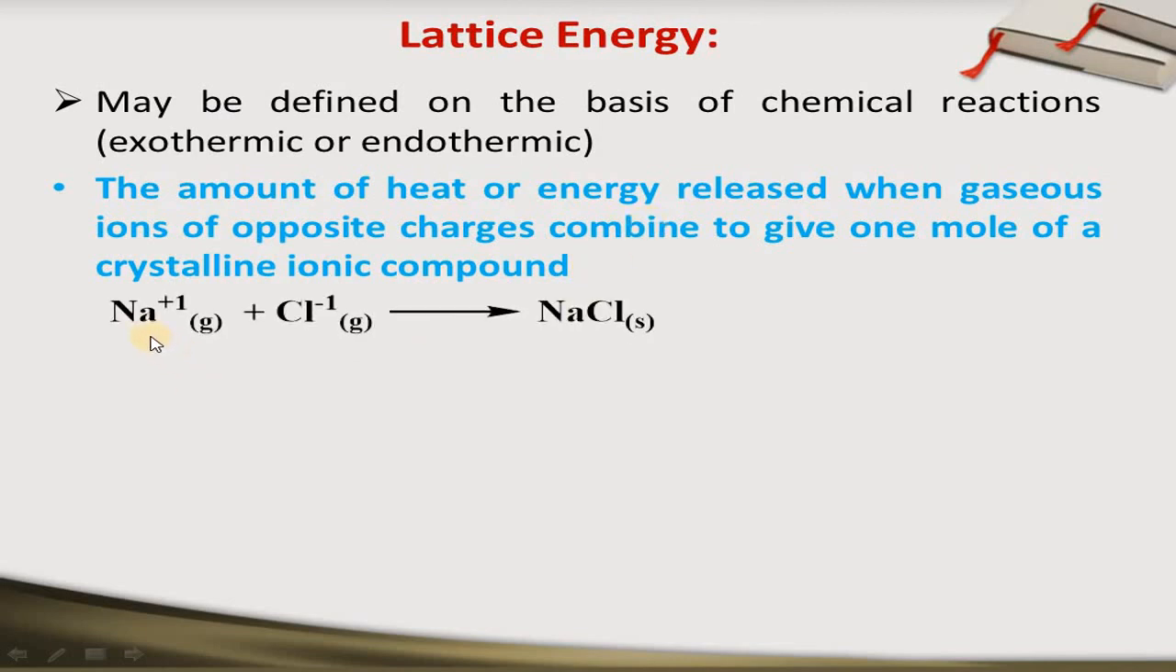For example, in the reaction we have sodium ions in their gaseous state combining with chloride ions in their gaseous state, and they have opposite charges. Sodium has +1 while chloride has -1. They combine together and we have the formation of sodium chloride, which is a crystalline ionic compound. And the delta H for this reaction is -787 kJ per mole. This minus sign is indicating that this reaction is exothermic.